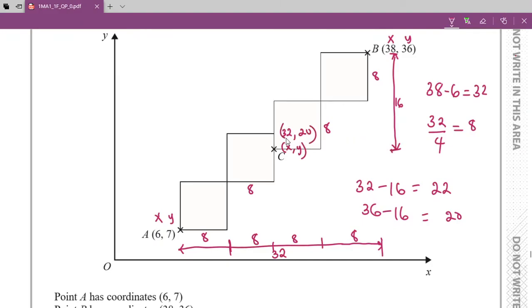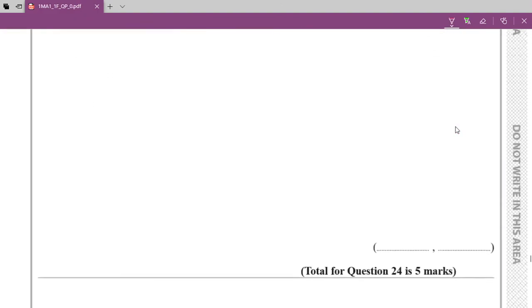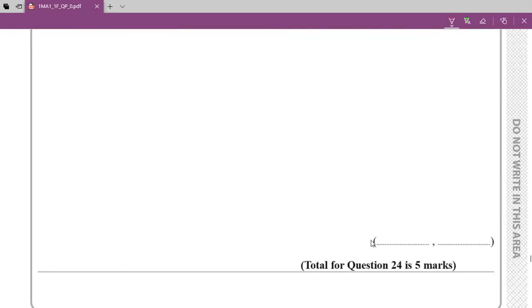So these are the coordinates for point X. So I'll come down here, I'll write down my answer as 22, 20.